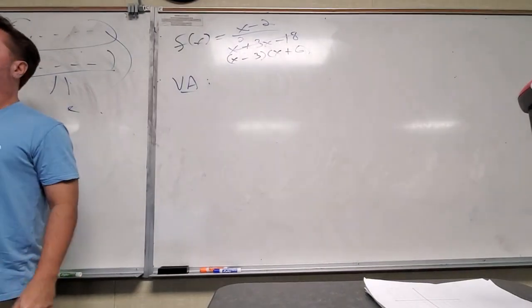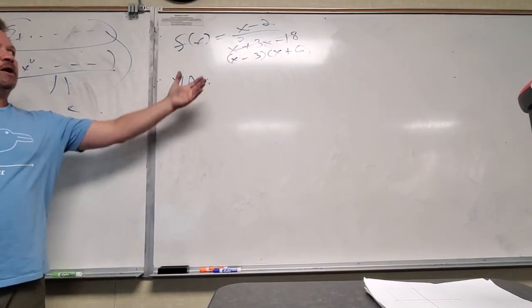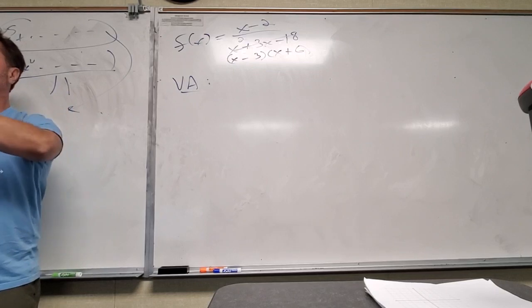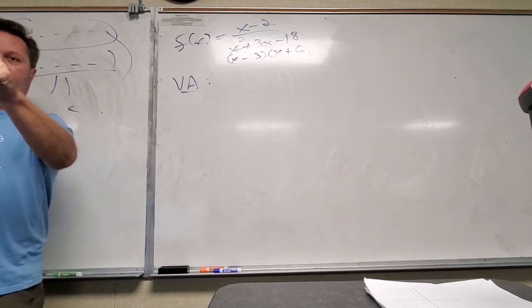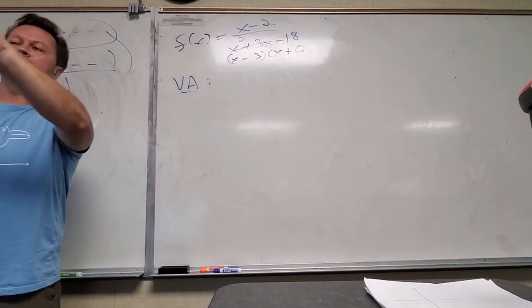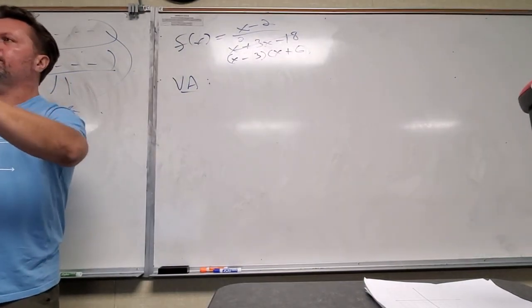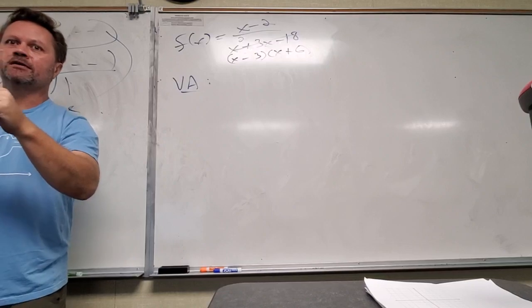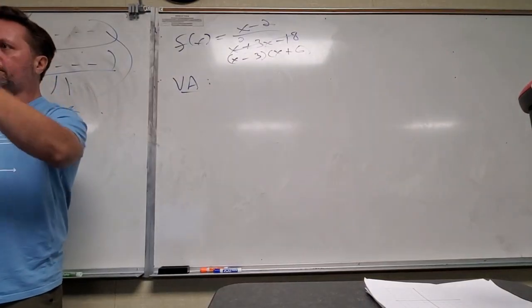And then you got the ha, right? So what are my vertical asymptotes? Positive 3 and negative 6. Now, everybody listen. When I ask you for an x-intercept and you say 7, why is that sort of wrong? It should be (7, 0), correct?